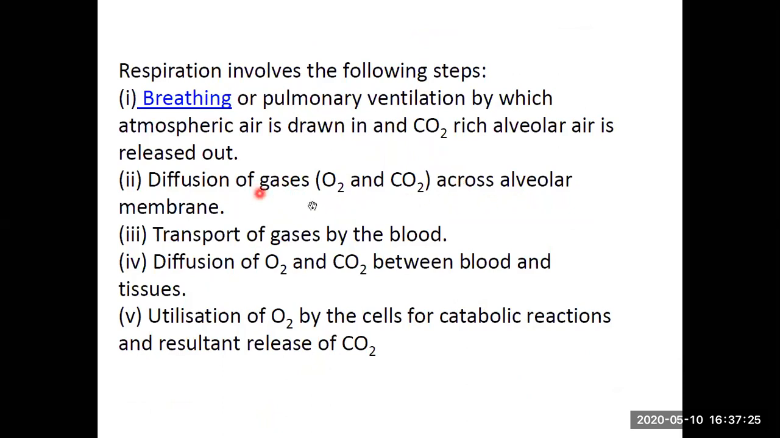This diffusion occurs at two levels, one at the surface of lungs, the alveoli, and one at the level of tissues, where the exchange takes place between blood and tissues. Then these gases are transported by blood in different forms. They reach the tissues to carry out the process of respiration, and this is the utilization of oxygen for cellular respiration. This we will study in the coming chapter. So there are four steps we have to read in this chapter.